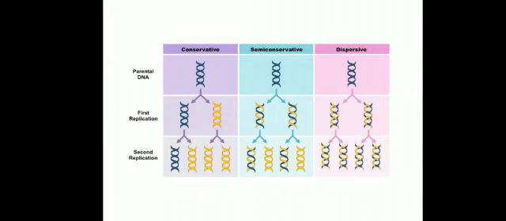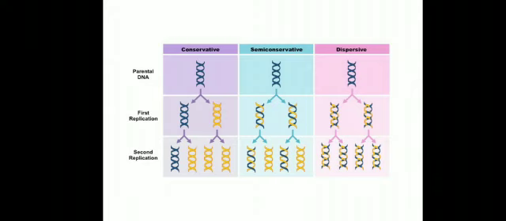So there are three types of models in DNA replication. One is conservative replication, another is semi-conservative replication, and another is dispersive replication. One process says that the parental DNA remains as it is, the same, and the new DNA is separate, like this. This is called conservative replication.